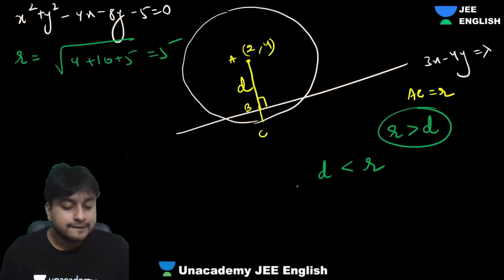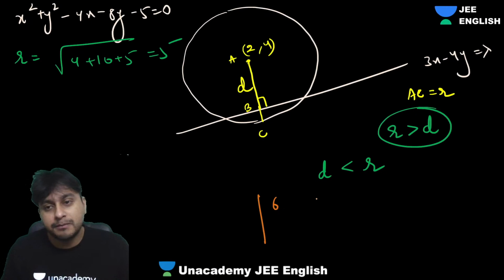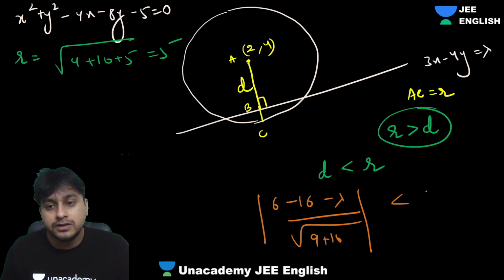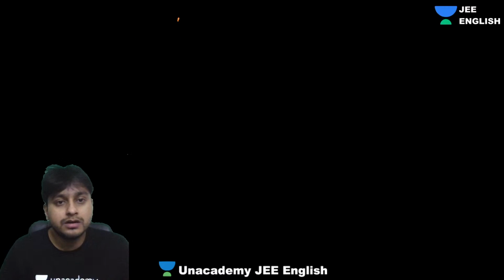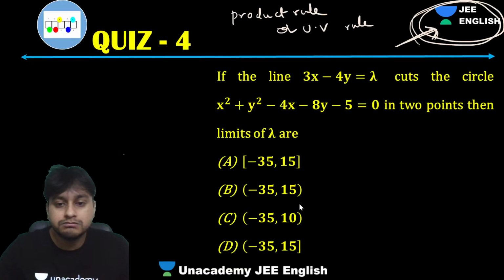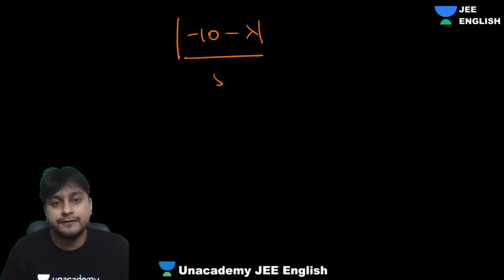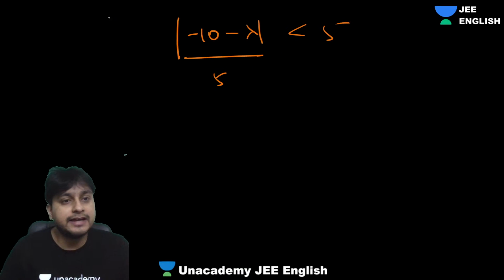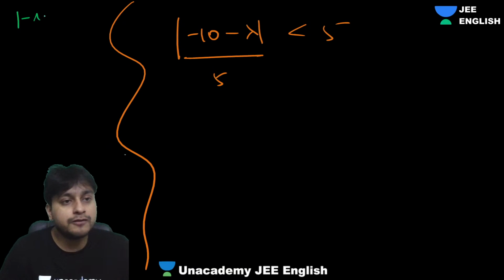So what is this? Mod of Ax1 plus By1 plus C, that will be 6 minus 16 minus lambda, upon root of A square plus B square, that is 9 plus 16, will be less than 5, right, everyone? So what are we getting? Mod of minus 10 minus lambda by 5 is less than 5. You all know it. You are now grown up kids. So always use that: mod of minus x is mod of x.